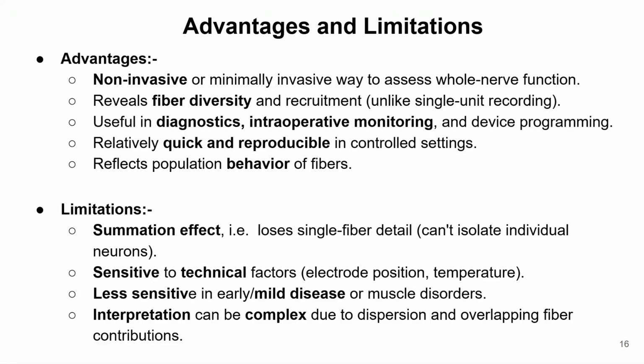Compound action potentials are relatively quick as well as reproducible, and they also reflect the population behavior of the whole nerve fiber. After highlighting the advantages, moving on to the limitations of compound action potential. Because compound action potentials represent a summation of signals, single fiber details are lost.